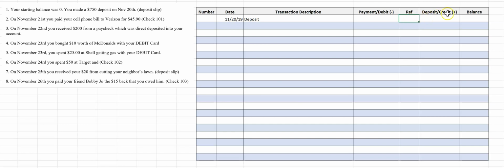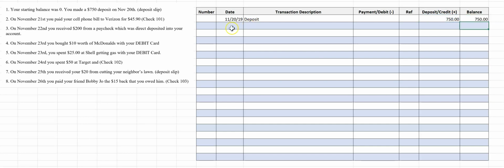All right, so this is a deposit, so I'm going to put in the $750 here. And then I'm going to update my balance column. I'm going to use formulas for the entire balance column. So I'm going to say equals $750.